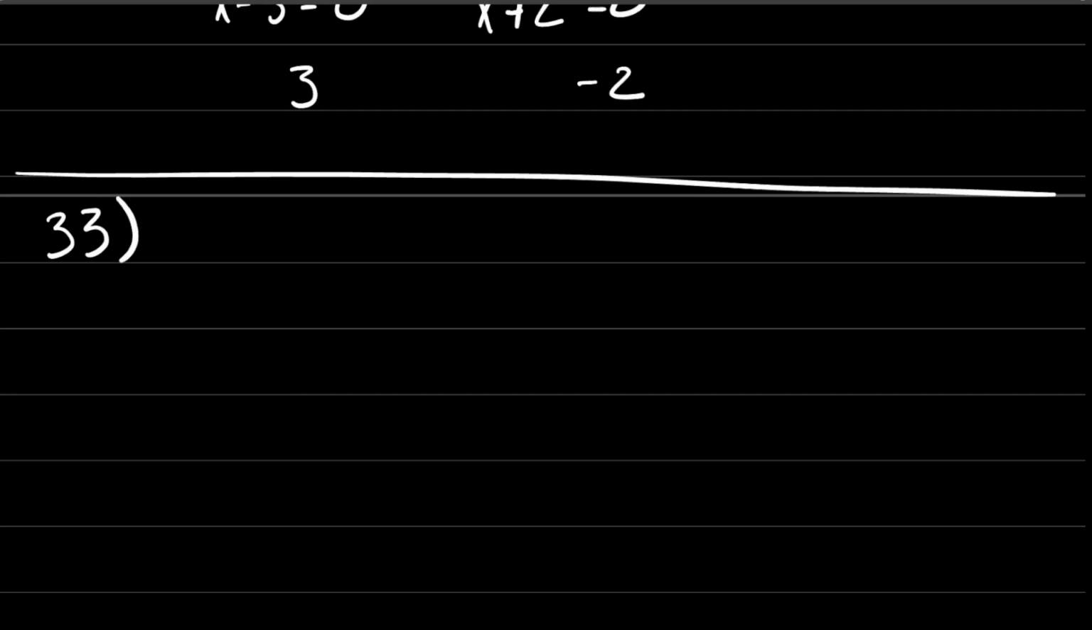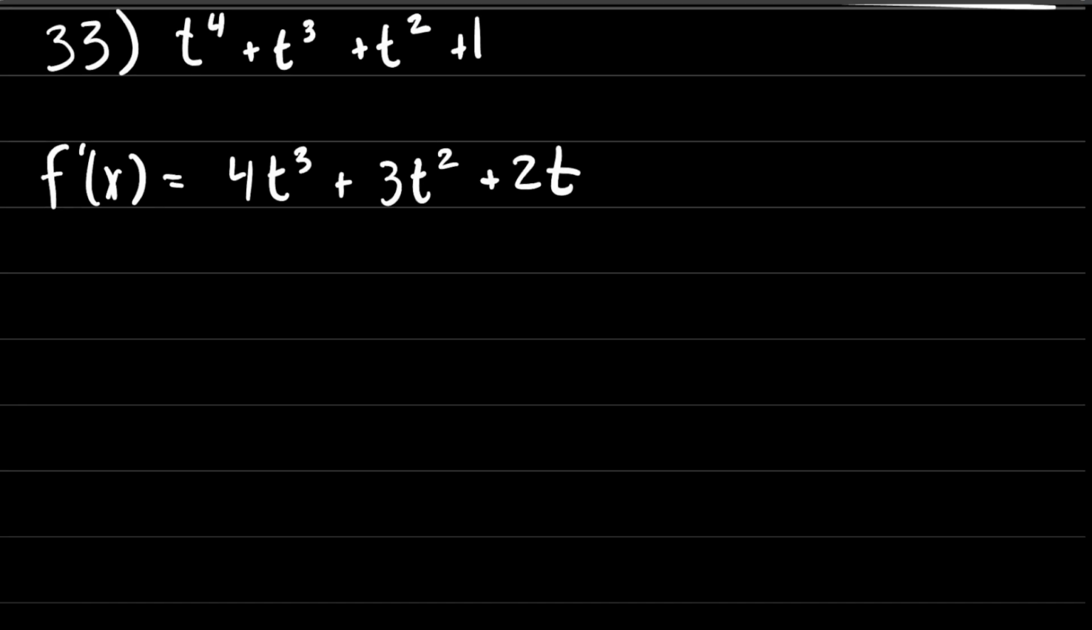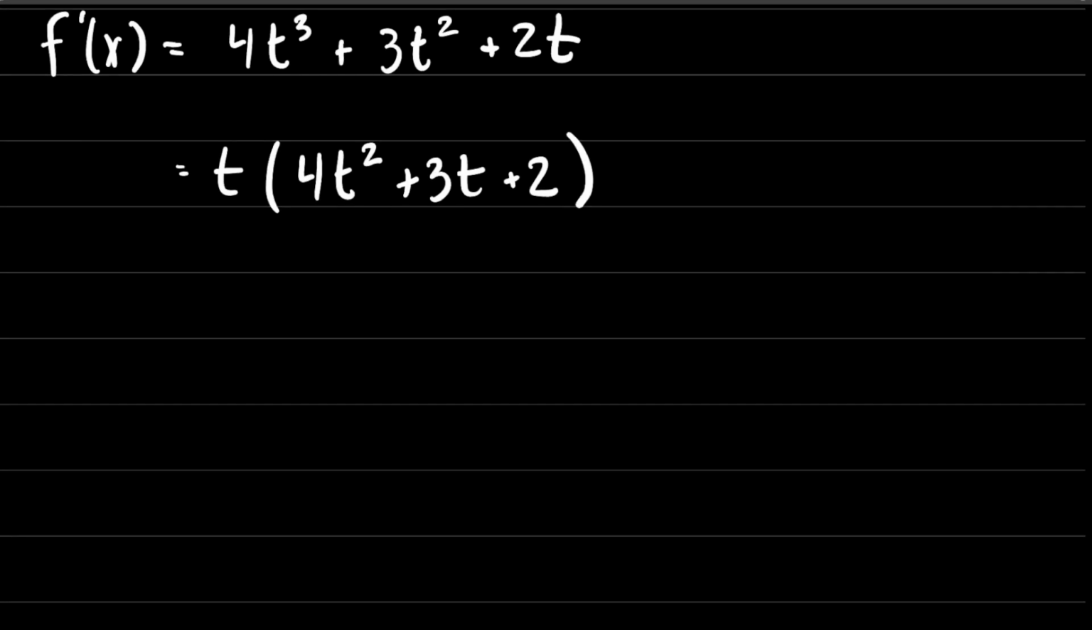We're going to go to question 33, and we're going to see t to the 4th plus t cubed plus t squared plus 1. The first derivative of this, f prime, equals 4t cubed plus 3t squared plus 2t. From this, we can factor out a t to give us t times 4t squared plus 3t plus 2. Immediately this looks like something that you can factor, but when you actually go to factor it out with the 8 and the 3, there is no number that multiplies to this and adds to this.